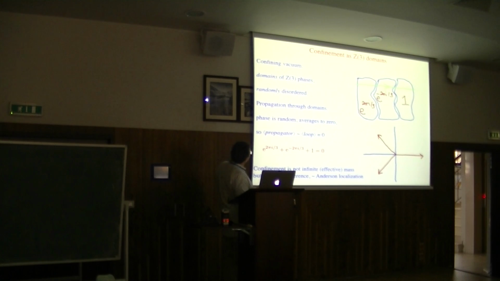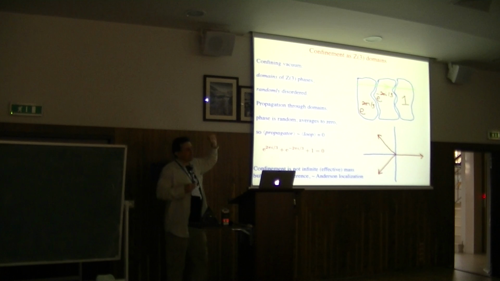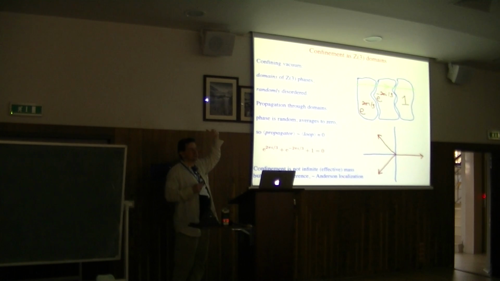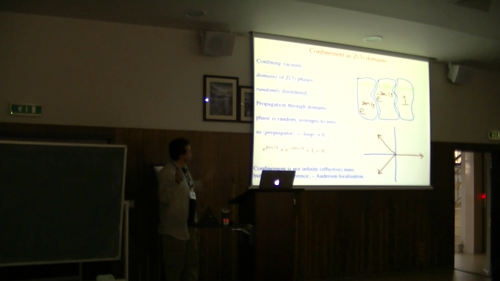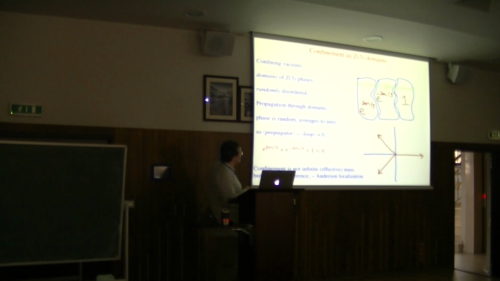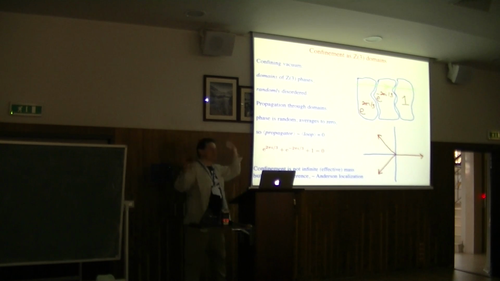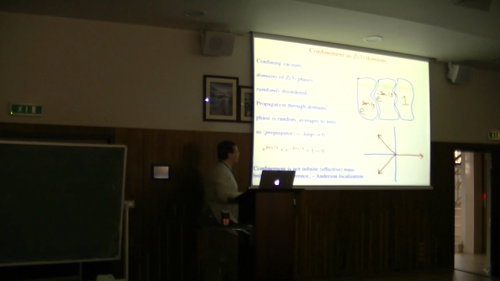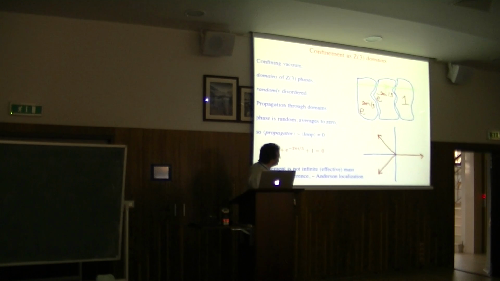But I want you to think about this. Typically what people say is, oh, confinement, it's due to some infinite mass and whatnot, and it's not. It's not due to an infinite mass. What it's due to is the following. In the vacuum, you have different domains, and they all have different phases. I don't know what the structure of these domains is, it's complicated. But you have domains where this global phase factor is 1, where it's e to the 2 pi i over 3, and one where it's e to the minus 2 pi i over 3.